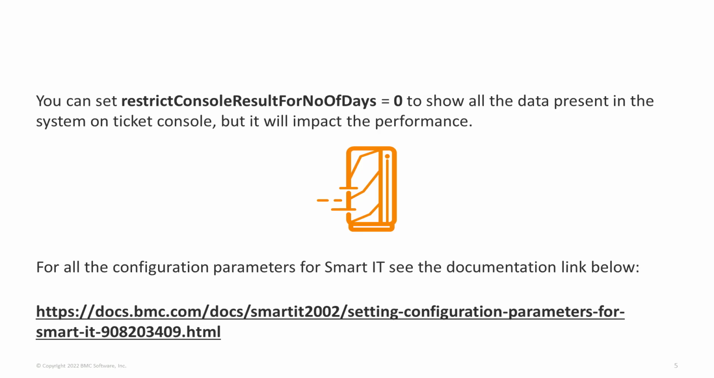You can set Restrict console result for number of days with value as 0 to show all the data present in the system on Ticket Console. But be aware that this will impact the performance. You also can check all the configuration parameters for Smart IT in the link shown here in this presentation.